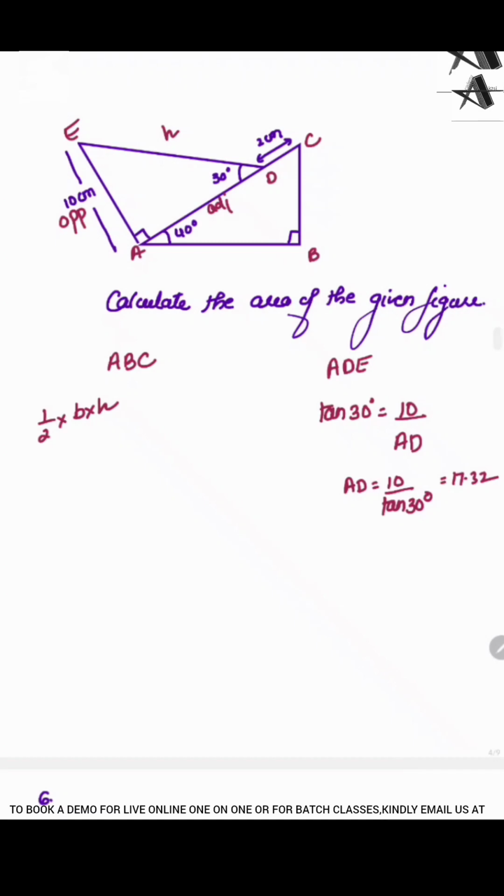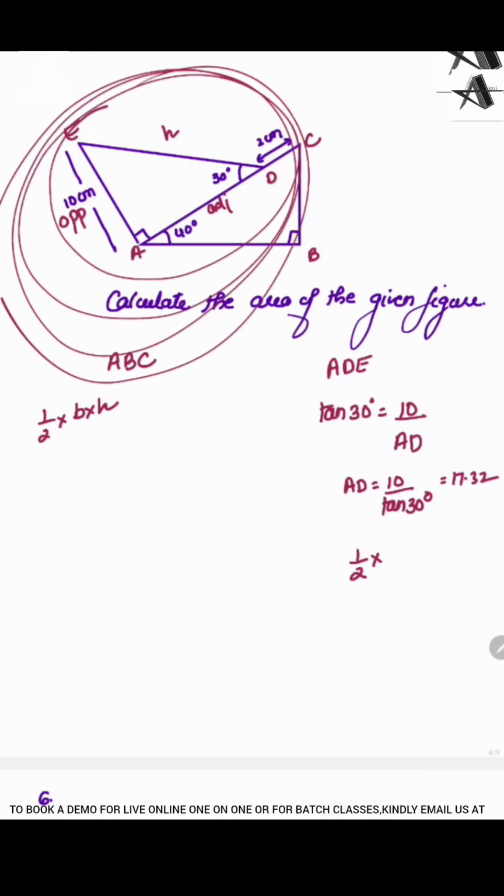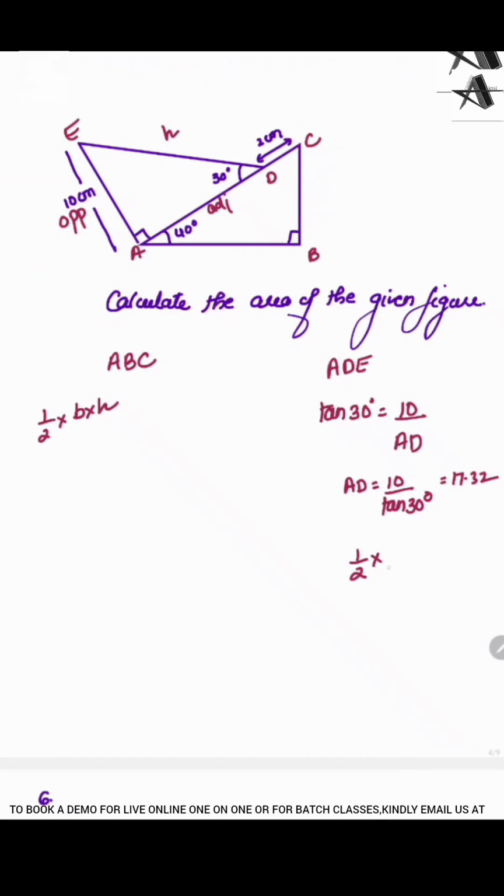I can calculate the area. Area is half times base, here AD. If you see this triangle in this way, clearly your base is AD. So half times base AD, that is 17.32, into height, that is 10. Answer is 86.6 centimeters squared. Now I need to calculate for ABC.